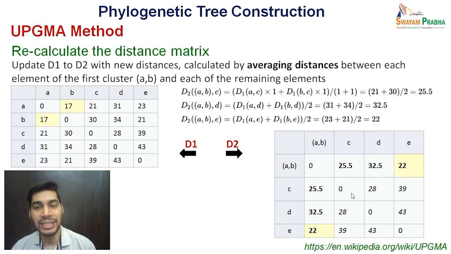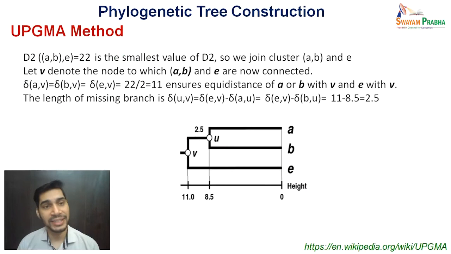Again, we'll repeat the same step. The smallest or shortest value we have now is 22. Which is the distance with E? So now we will join AB with the E here. So AB with E here.